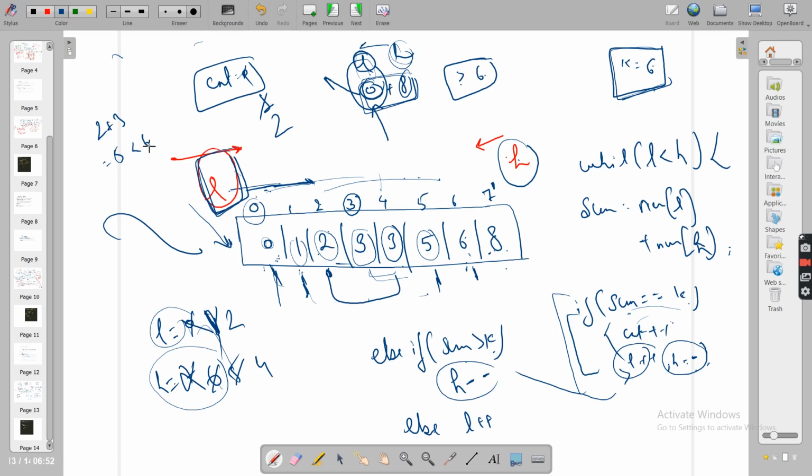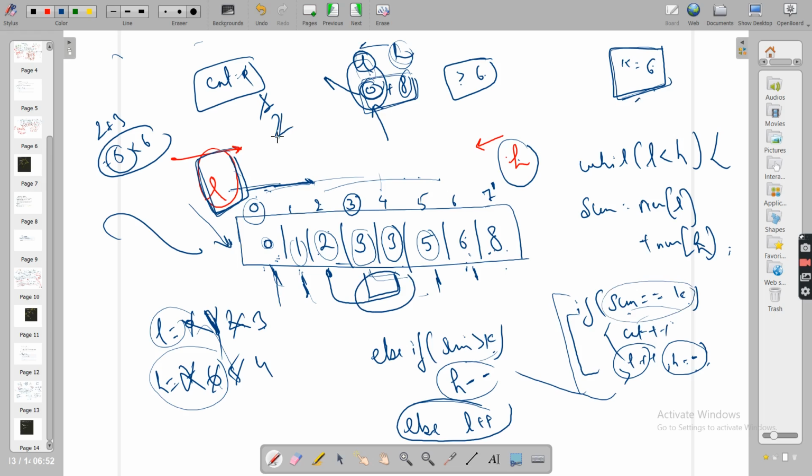5 is lesser than 6, and you know, if it is lesser than 6, what do you have to do? If sum is lesser than k, you have to do L plus plus. So increase this to 3. Now see, index number 3 and index number 4. 3 plus 3 is 6. It is 6, so this particular if condition is met.